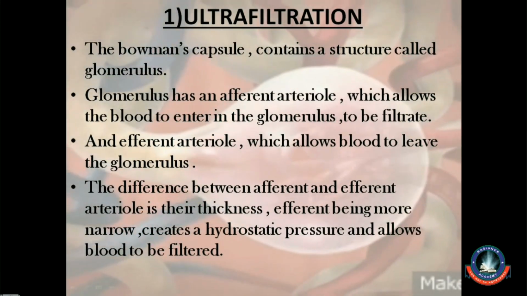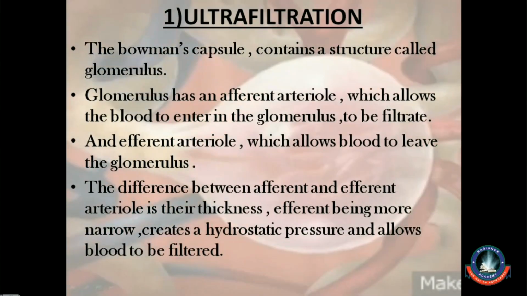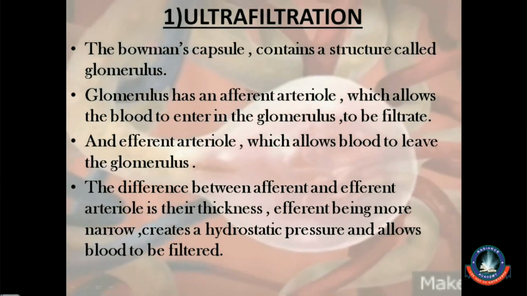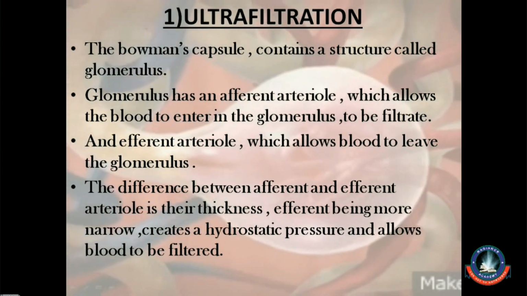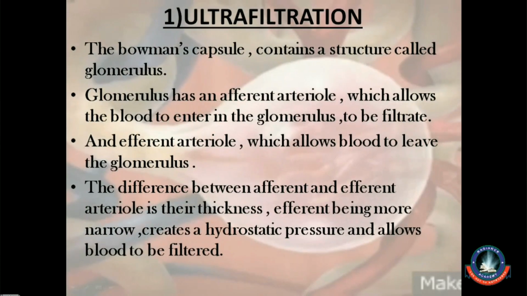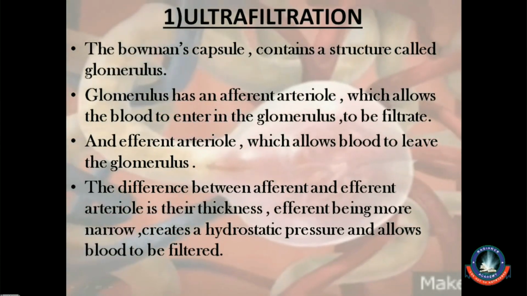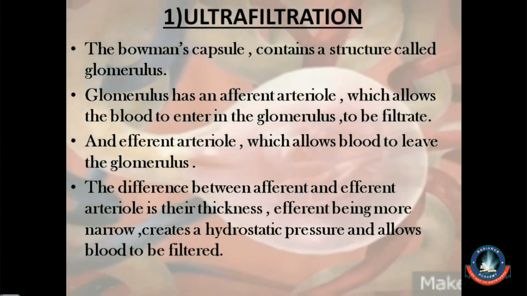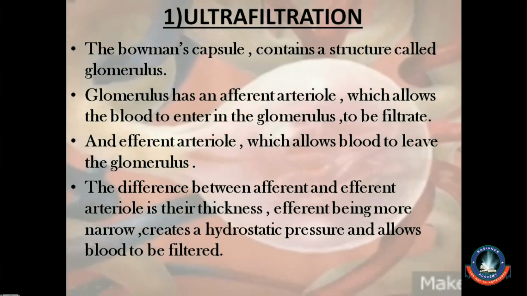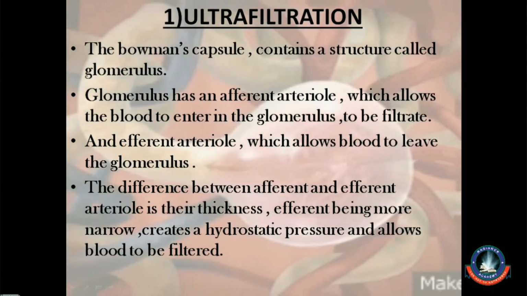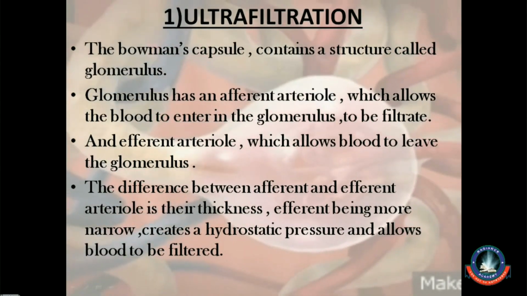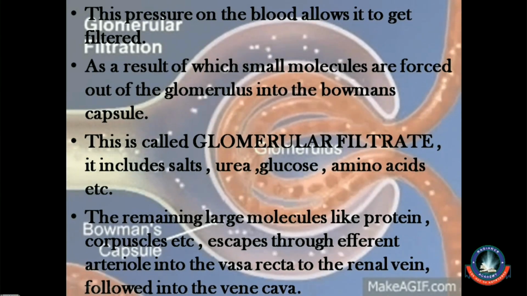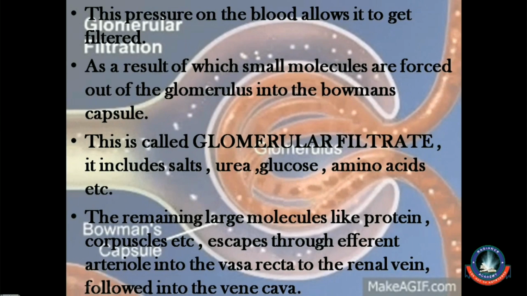Now, the efferent arteriole is slightly narrower than the afferent arteriole. So as the blood passes through the efferent arteriole, it has to undergo a lot of pressure. The pressure that is created is known as the hydrostatic pressure. Due to this pressure, the blood gets filtered out. So small molecules like urea, glucose, amino acids, etc., along with plasma and a lot of water, are filtered out and released into the Bowman's capsule.